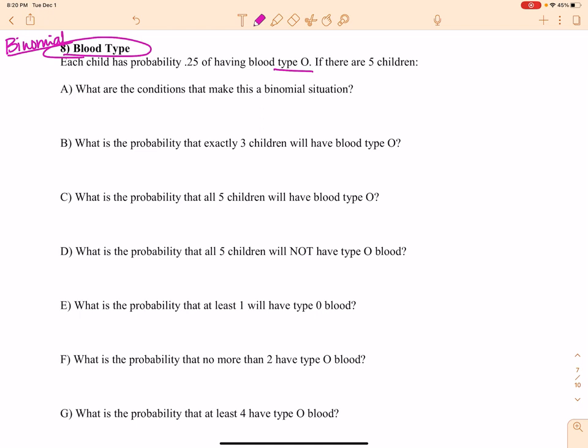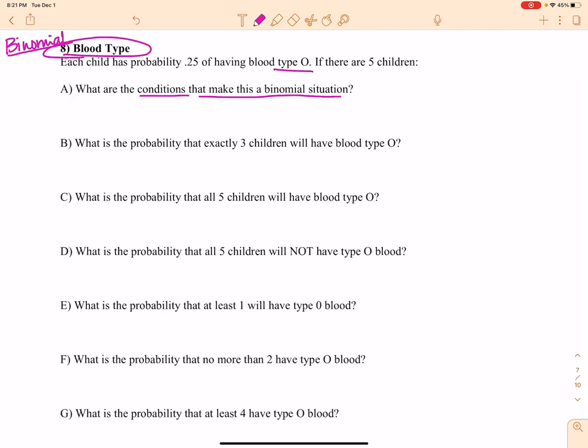The very first part of the problem asks you for the conditions that make this a binomial situation. Since this is your first example, I'm guiding you as to what kind of distribution this is, so we have to write out our conditions. You need to be aware, though, that on the AP test, if there's a probability problem that involves a binomial distribution, you're going to be expected to figure that out based on whether or not the situation meets the conditions. So keep that in mind as we move through this.